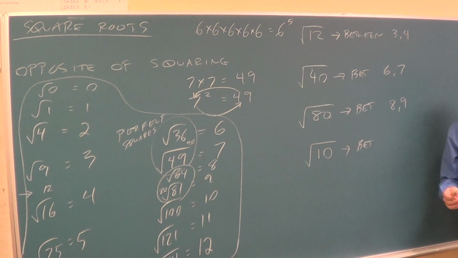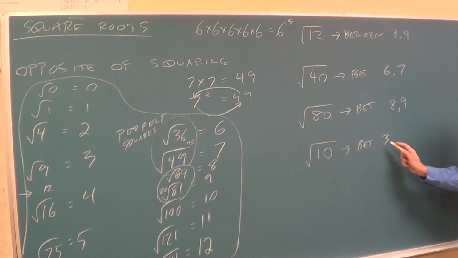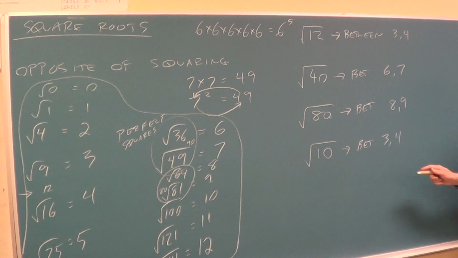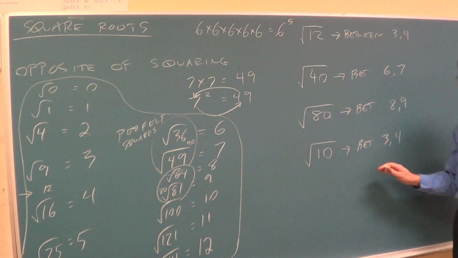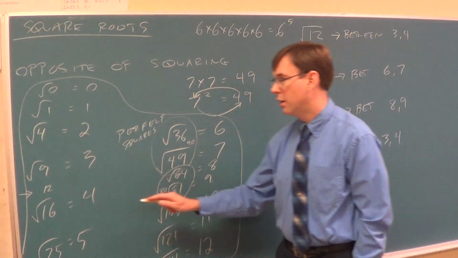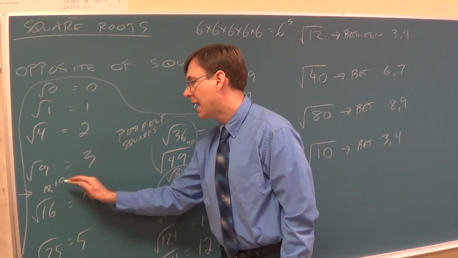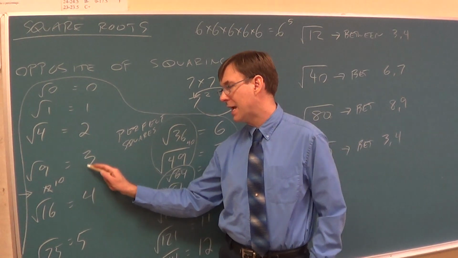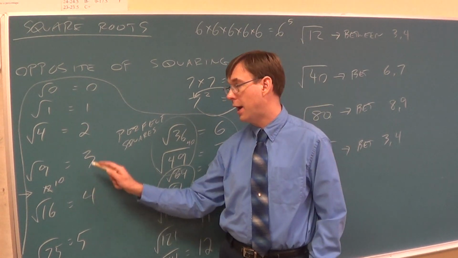How about 10? What would 10 be between? 3 and 4, because 3 times 3 came in a little too small, and 4 times 4 came in way too big. But it's between 3 and 4. If we go hunting for 10, 10 would be in the middle of these. If I did pester you for a guess, the guess is going to be a lot closer to 3.